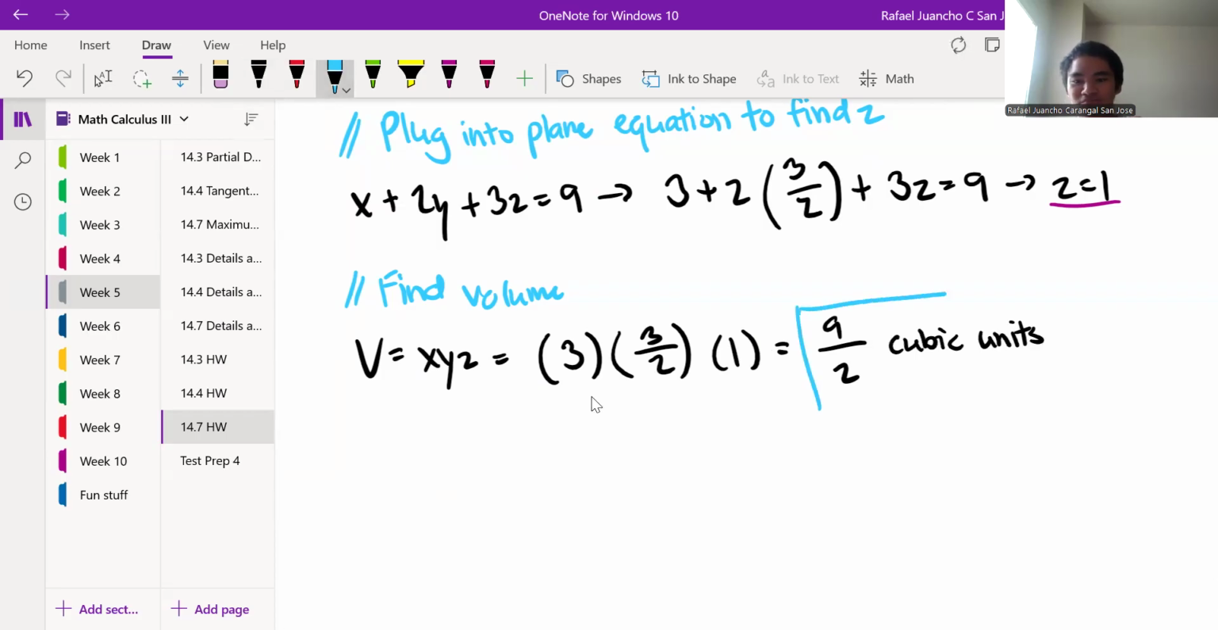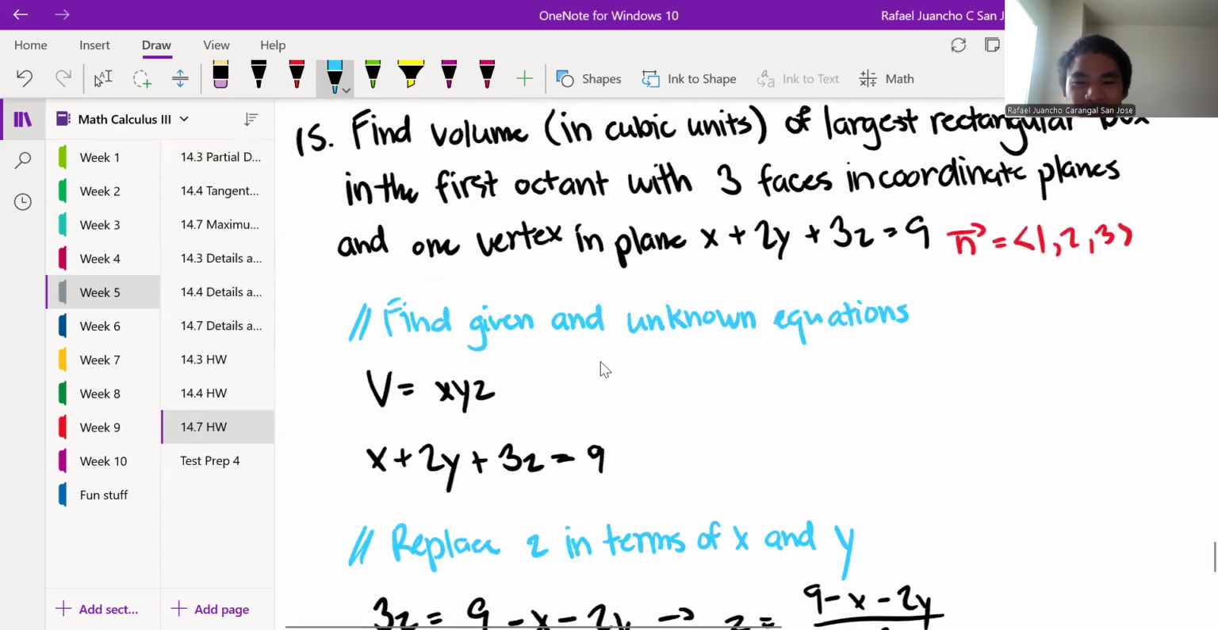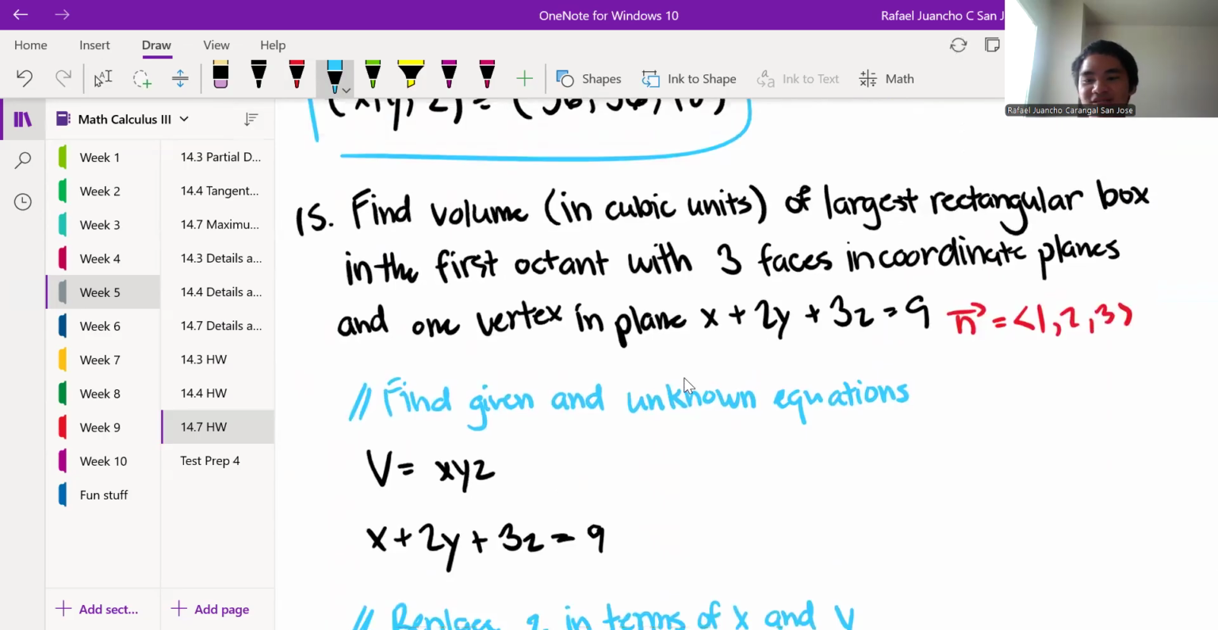Okay. So that was an interesting problem. But it's again an optimization problem. I tried to think outside of the box. I guess I didn't need to.